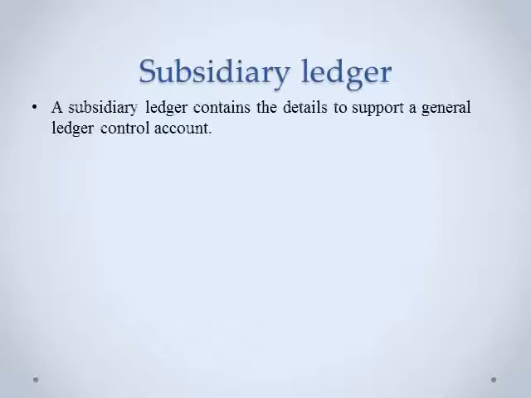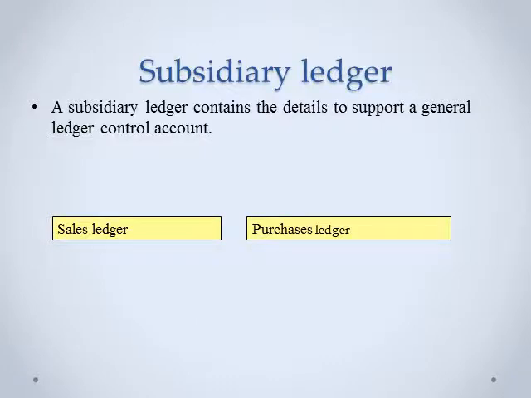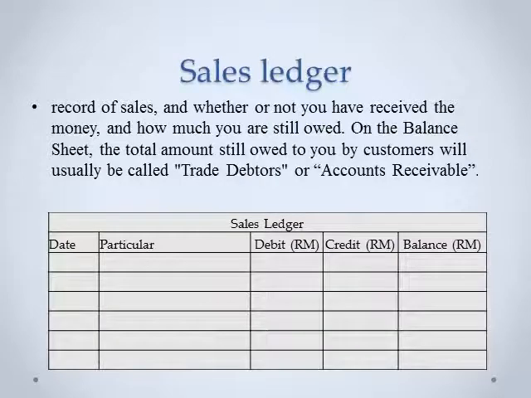Next is the subsidiary ledger. A subsidiary ledger contains the details to support a general ledger control account. Below the subsidiary ledger, as we know just now, are the sales ledger and purchase ledger. The sales ledger is a record of sales, and whether or not you have received the money and how much you are still owed. On the balance sheet, the total amount still owed to you by customers will usually be called trade debtors or accounts receivable.